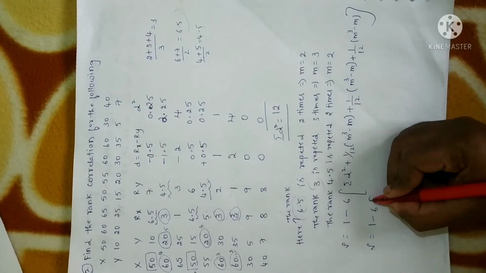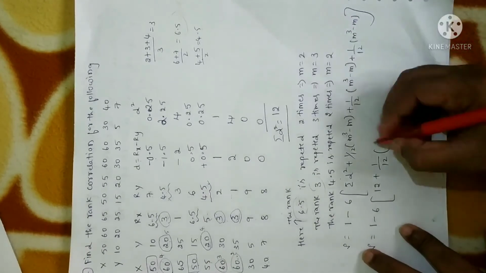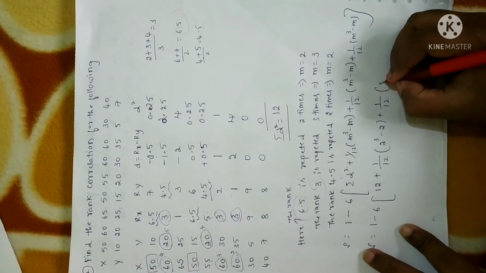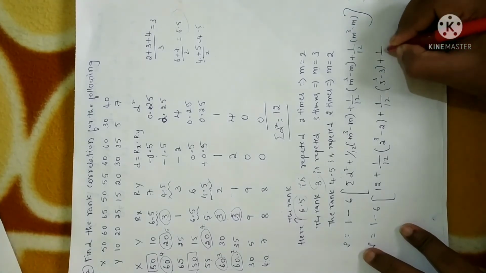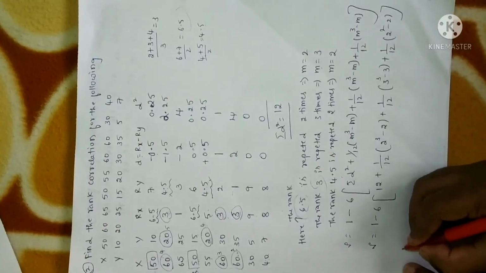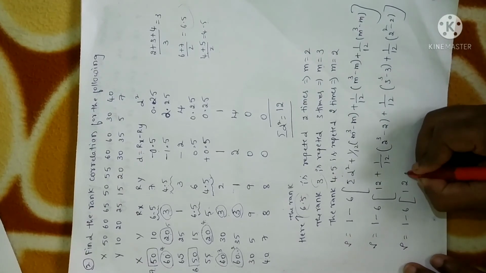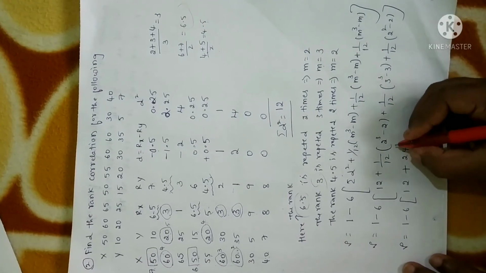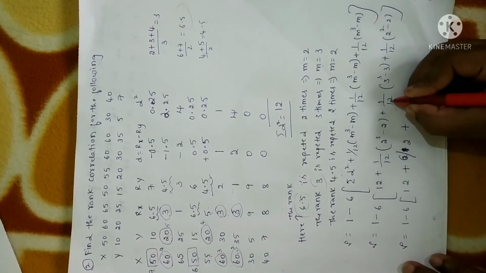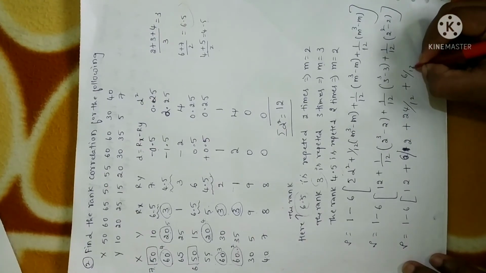Rho is equal to 1 minus 6 into sigma d square is 12 plus 1 by 12 into m is 2 cube minus 2 plus 1 by 12 into next case m is 3 cube minus 3 plus 1 by 12 into in the next case it is 2, so 2 square minus 2. Fine. Now let me calculate rho is equal to 1 minus 6 into 12 plus, after simplification you just simplify this term, you will get 6 divided by 12 plus, if you simplify this you will get 24 divided by 12 plus 6 divided by 12.